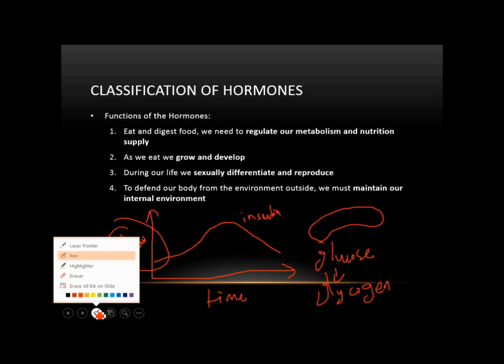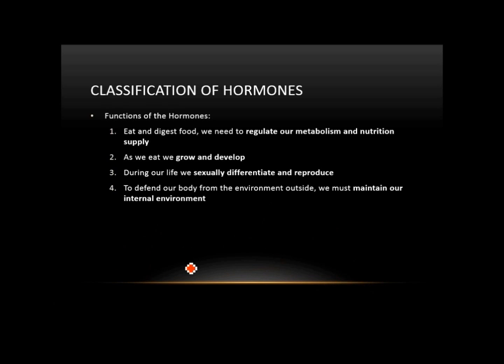It regulates the direction, whether we build up glycogen from glucose, or we break the glucose down to produce energy. As we eat, we grow and develop by growth hormones, so we could grow. To sexually differentiate and reproduce, there are testosterone and progesterone. Those are two key hormones in the body of the male and the female, respectively.